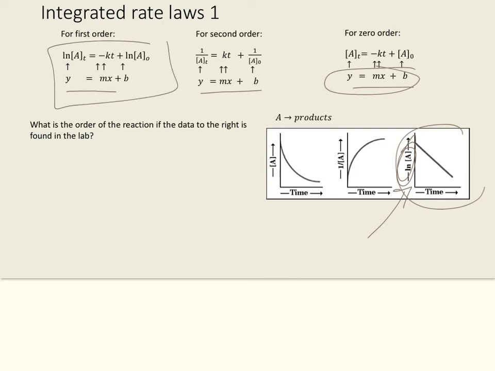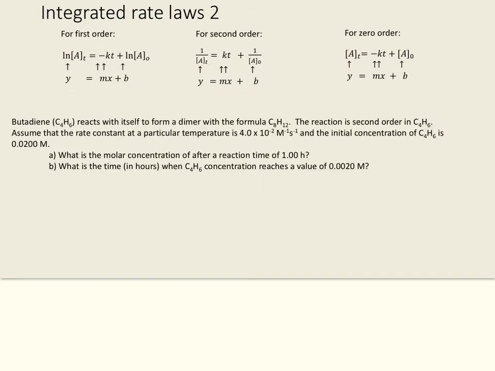Because when we did it for second order, this 1 over A here didn't give us a straight line, nor did the zero order when we put it on the y-axis. So that one has to be the order of the reaction. Okay, so these problems are going to be over using the integrated rate laws for calculations.